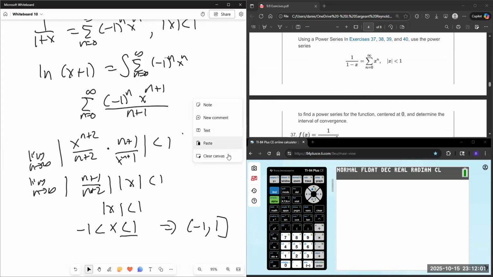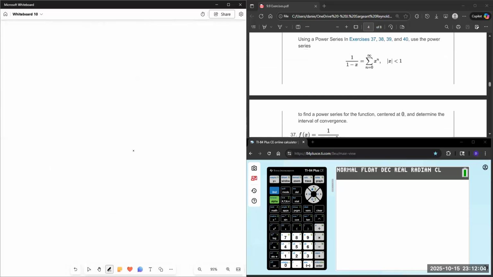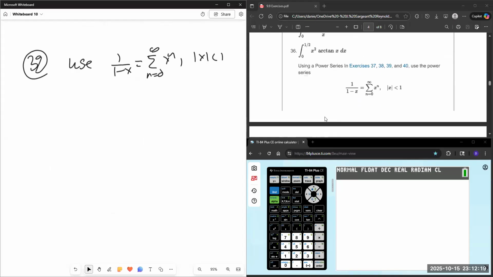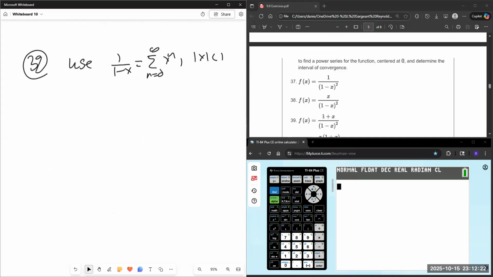And we're going to use this same old power series here. Use 1 over 1 minus x is equal to the summation n equals 0 to infinity of x to the n, with the absolute value of x less than 1. We want to be centered at 0. So f of x is equal to (1 plus x) over (1 minus x) quantity squared.